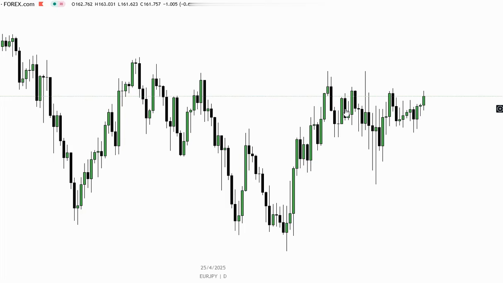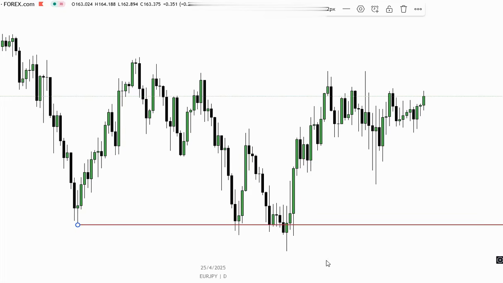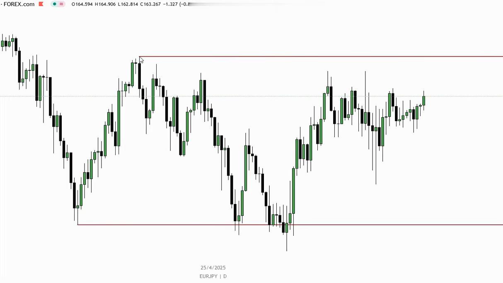So before we go to GBPJPY, what you're looking at right now is Euro JPY. You can check down here, there's time here. Euro JPY on a daily time frame, and it's very evident that we had taken a major sell side liquidity, and I'm eyeing those relative equal highs in the form of range high or buy side liquidity.